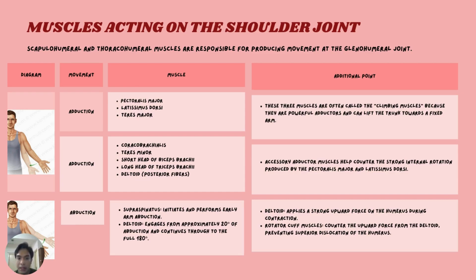deltoid muscle is engaged from approximately 20 degrees of abduction and carries the arm through to the full 180 degrees of abduction. Contraction of the deltoid muscle applies a strong superior translation force to the humerus. This is countered by the action of the rotator cuff muscles, preventing superior humeral dislocation.